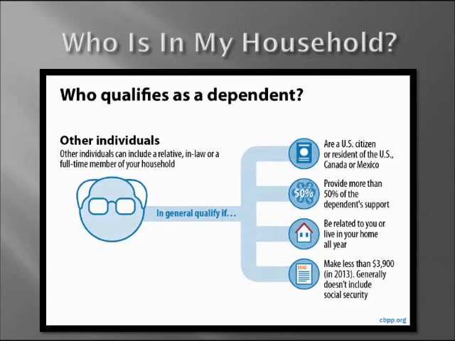Other adults can be included if they are a relative, in-law, or full-time member of your household, and in general qualify if they are a U.S. citizen or resident. You must provide more than 50% of their support. They can be related to you or live in your home all year and make less than $3,900 in 2013, which generally doesn't include Social Security.